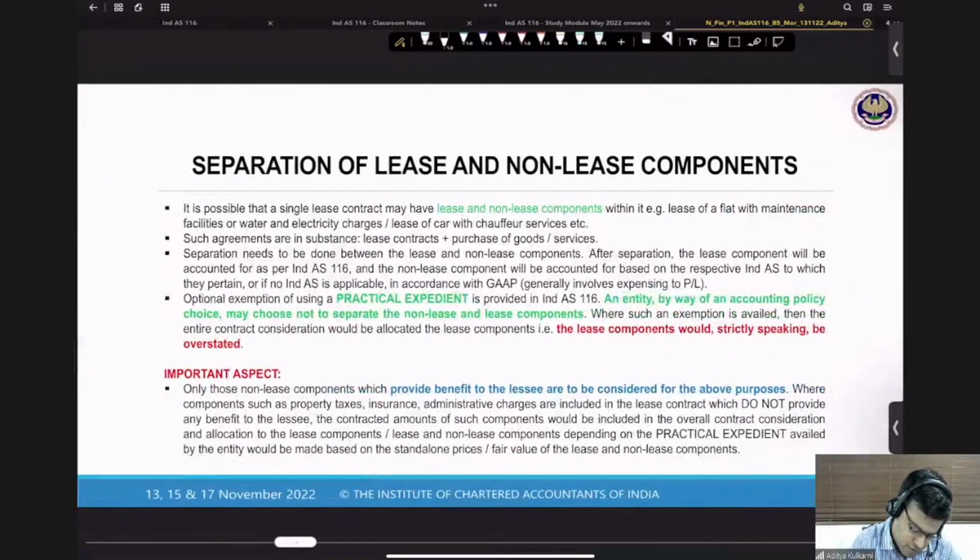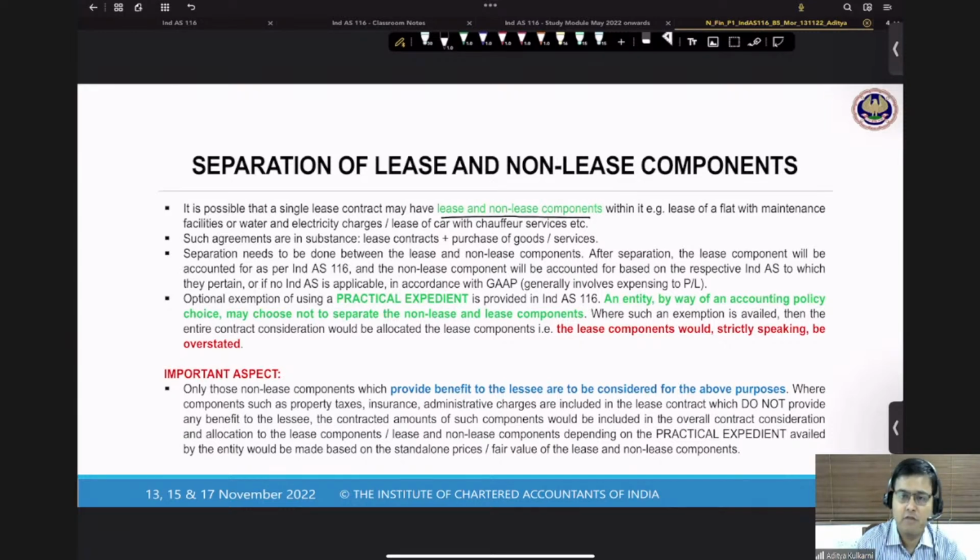Separation of lease and non-lease components. We had discussed this. So it is possible that a single lease contract may have lease and non-lease components. For example, lease of flat with maintenance facilities or water and electricity charges, or lease of car with chauffeur services. That means with a driver. Such agreements are in substance lease contract plus purchase of goods or services, obviously. Separation needs to be done between the lease and non-lease components.